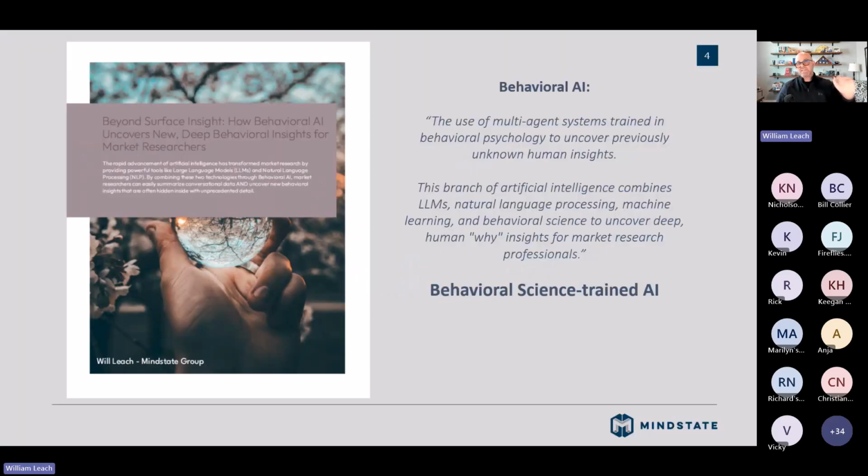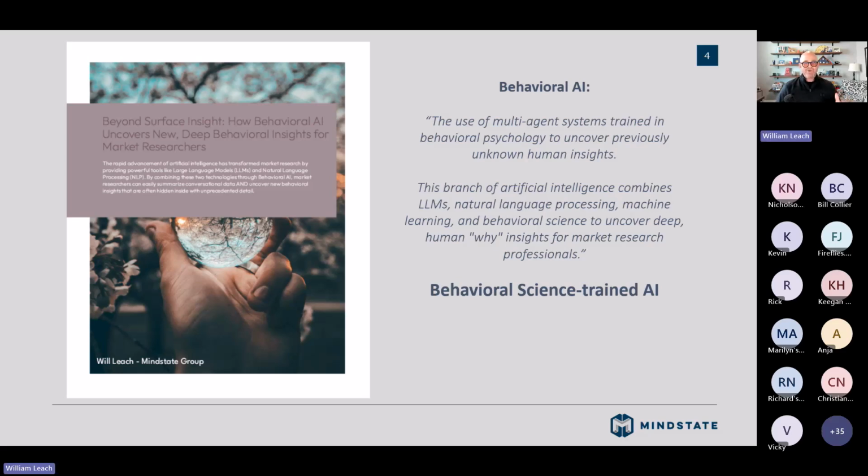And this is the book you're going to get to learn a lot more about behavioral AI. But just so you know, behavioral AI is this idea of using multi-agent systems trained in behavioral psychology to uncover previously unknown human insights. So this is a branch of artificial intelligence that combines large language models, natural language processing, machine learning, and behavioral science to uncover these deep human why insights for market research professionals.